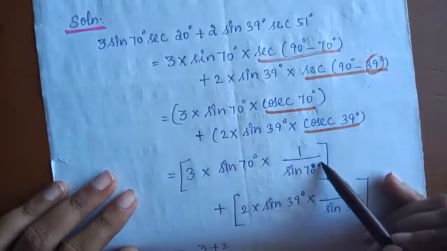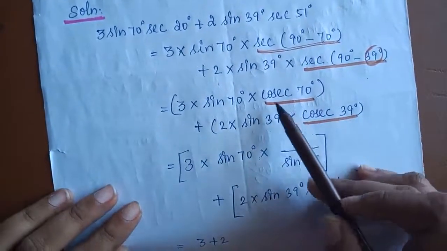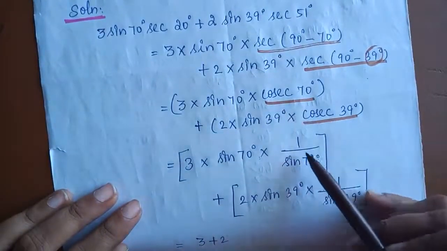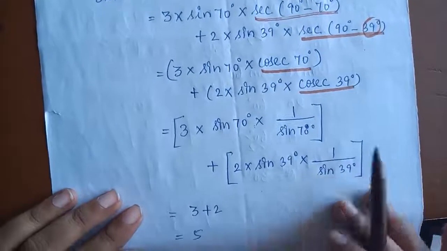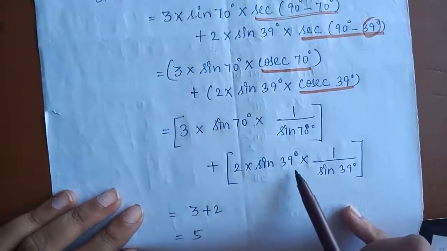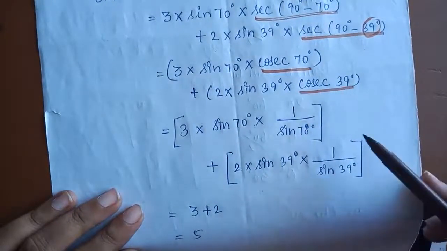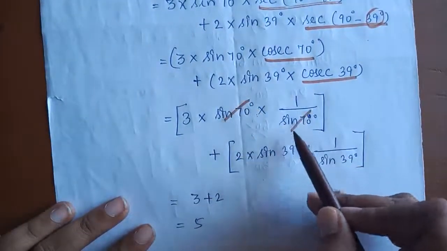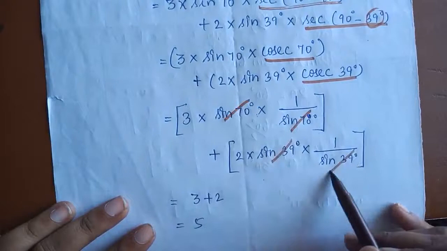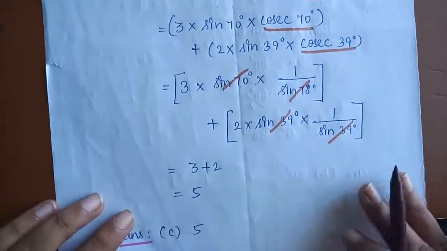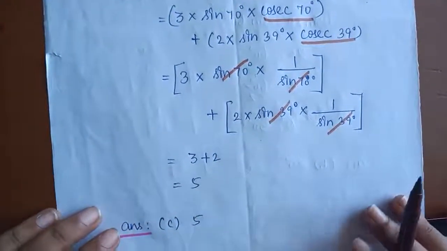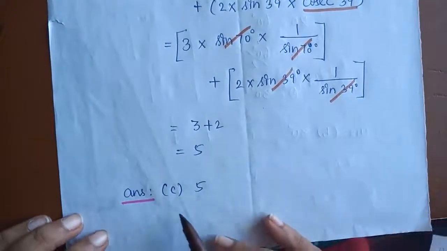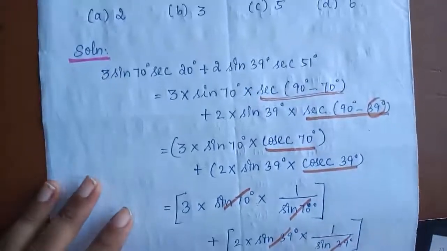Then using the reciprocal trigonometric ratio, cosecant 70 degree is nothing but 1 by sin 70 degree, plus 2 into sin 39 degree into cosecant 39 degree, which is 1 by sin 39 degree. So sin 70 degree gets cancelled, sin 39 degree gets cancelled. You get 3 plus 2, which is equal to 5. So the correct option is option C, 5.